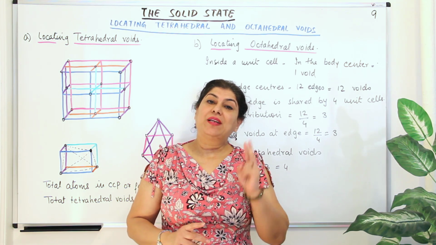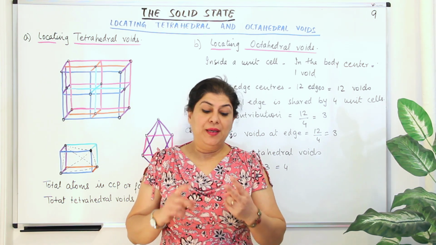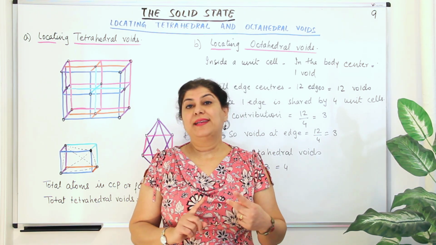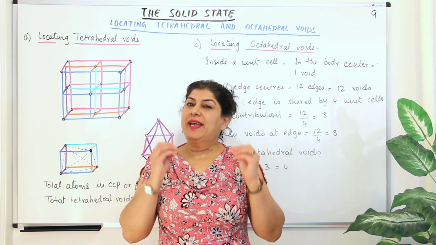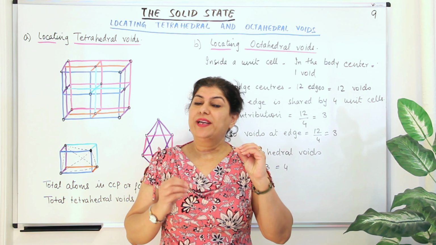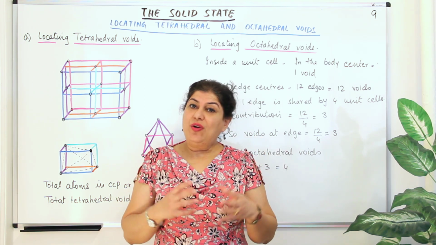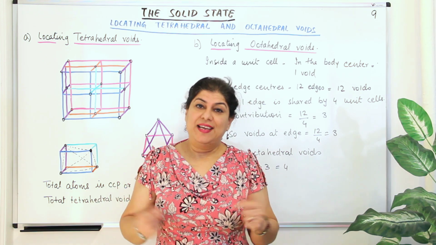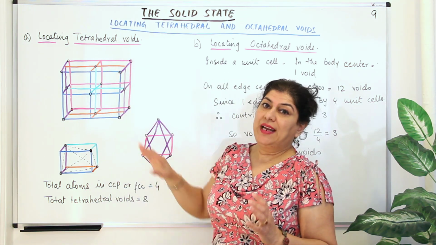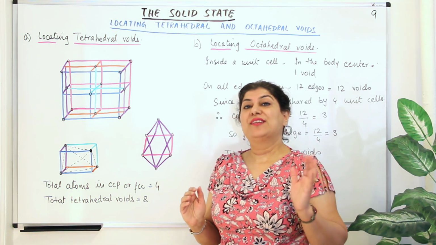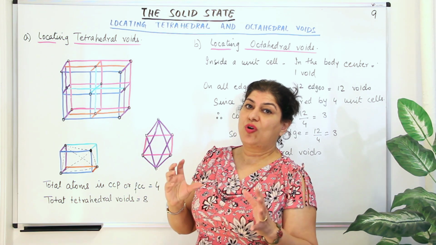We now know that there are two types of voids in CCP and HCP kind of packing: the tetrahedral void and the octahedral void. Let us understand where exactly these tetrahedral voids and octahedral voids are placed in a unit cell or in the crystal lattice. In order to understand that, I have drawn this unit cell, which is a face-centered cubic kind of unit cell, and using this I'll explain how you can locate them.